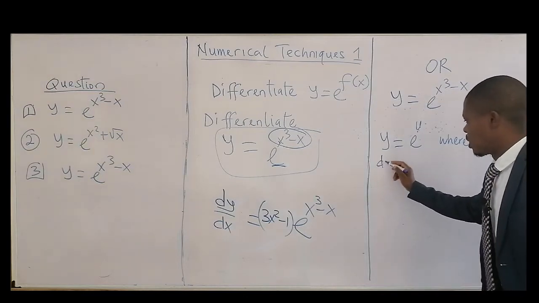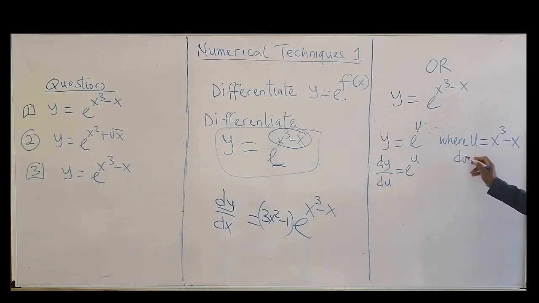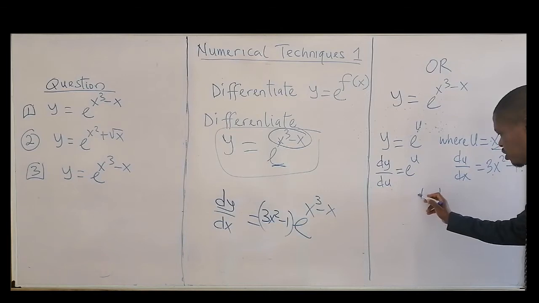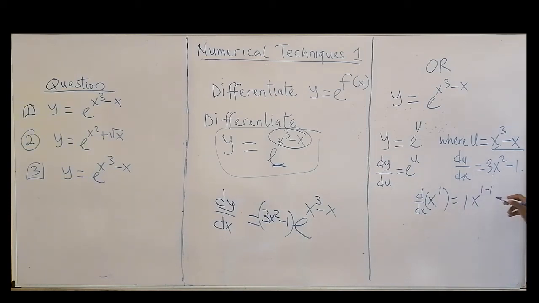So that means we can have dy du, which is equal to e to the u. Then du dx: if you differentiate this one, the 3 will go to the front, 3x squared minus 1. The derivative of x is what? It is 1. How do you get that? x has power 1, so if you differentiate this, the 1 will go to the front, then write x again, and then minus 1. That will give you 1 minus 1, that's 0. That's 1 times x to the power 0, and anything to the power 0 is 1. So 1 times 1, that's 1.